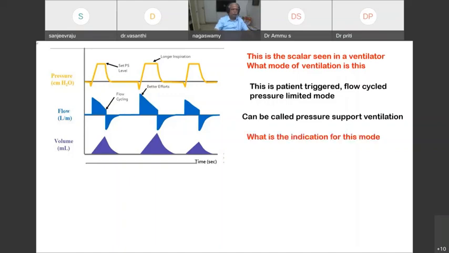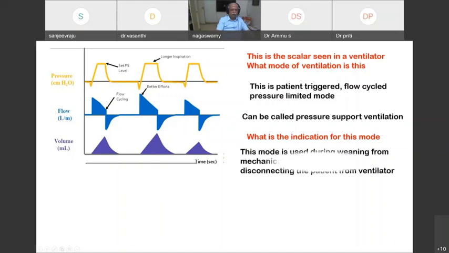So the clue here, set PS level. When pressure support you are setting. What are the indications for this mode? We use it during weaning from mechanical ventilation without disconnecting the patient from the ventilator. For the earlier mode of weaning, before this sort of facility came in the ventilators, what was the routine method we used to adopt for weaning a patient from the ventilator?